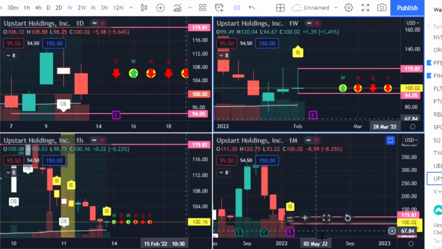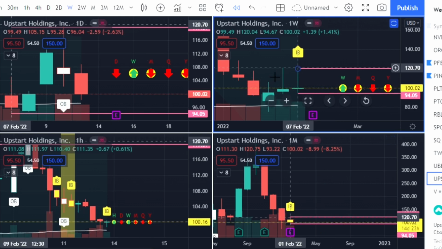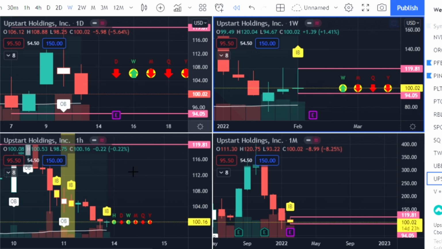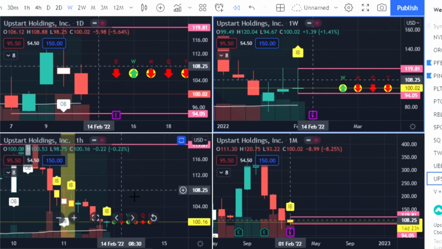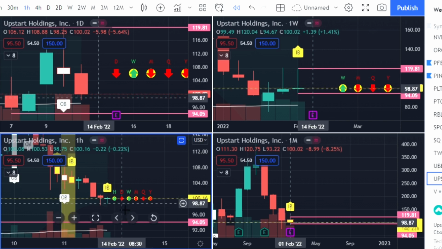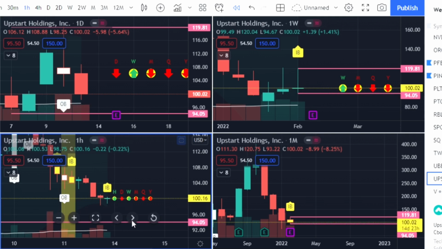And we have a fair ways to go to break out of that. So inside bar, calls at 119.81, puts at 94.05, and then an inside bar on the hourly as well to see if you want to jump in. If it does go to the downside, it's possible that we hit this weekly trigger down here. Okay, so that was Upstart.